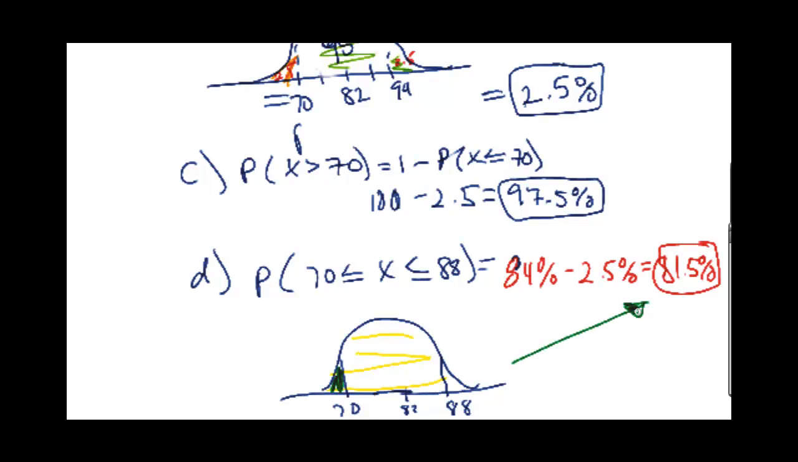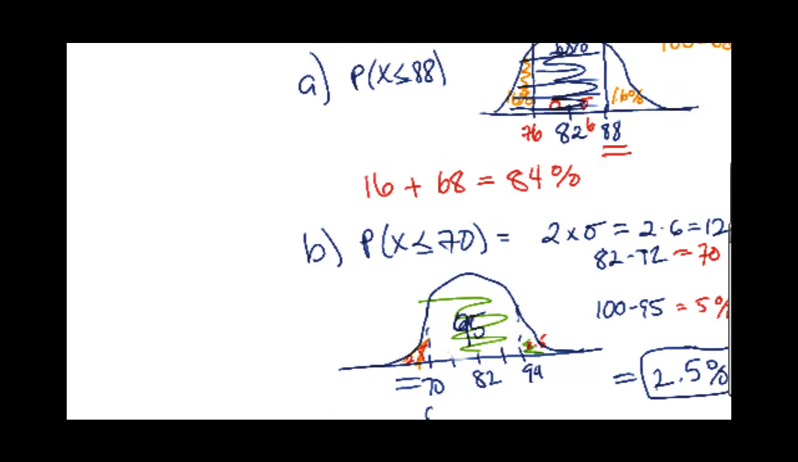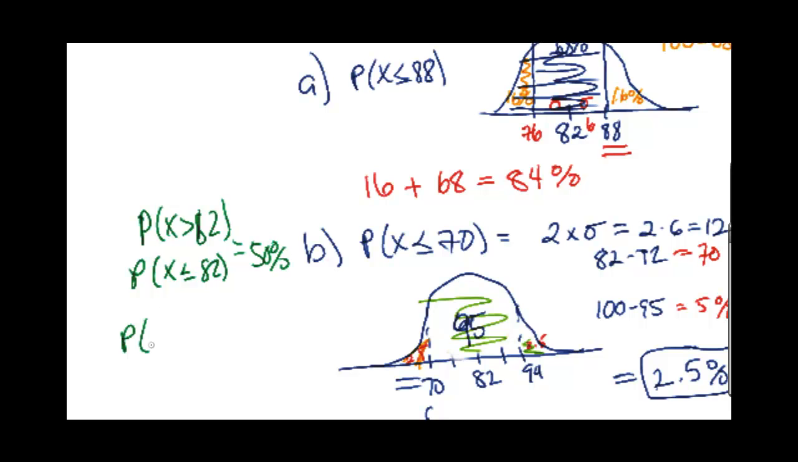The best way to become familiar with this, I didn't do the most obvious one, but sometimes it still gets people. If they said proportion that's greater than 82, or if it was less than 82, the answer is going to be 50%. And if they give you an equals, it's always 0. There's no probability associated with an equal sign in a continuous distribution.